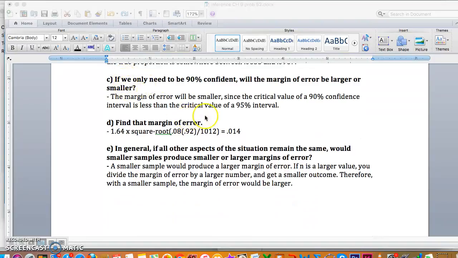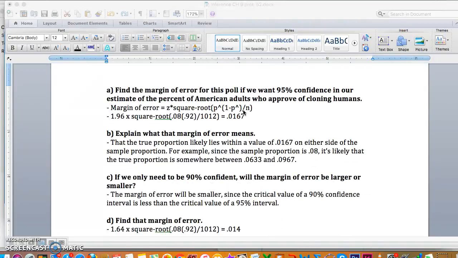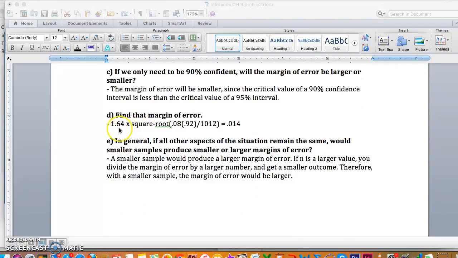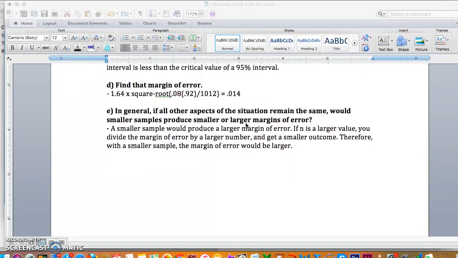Now, if we only need to be 90% confident, will the margin of error be larger or smaller? The margin of error will be smaller, since the critical value of a 90% confidence interval is less than the critical value of a 95% interval. The critical value being here, so if you put a smaller number in here, the margin of error is therefore going to be smaller. Now, to find that margin of error, you do 1.64 times the square root of 0.08 times 0.92 all over 1012, and you get a margin of error of 0.014.